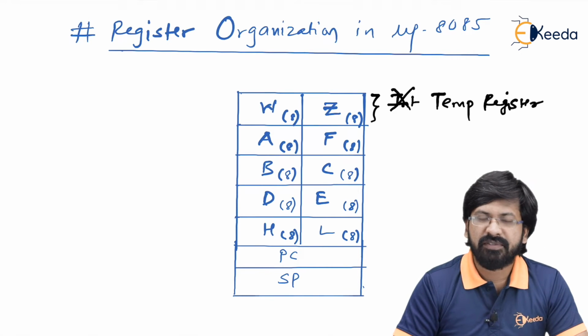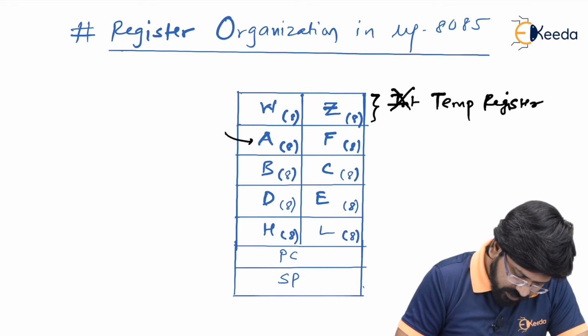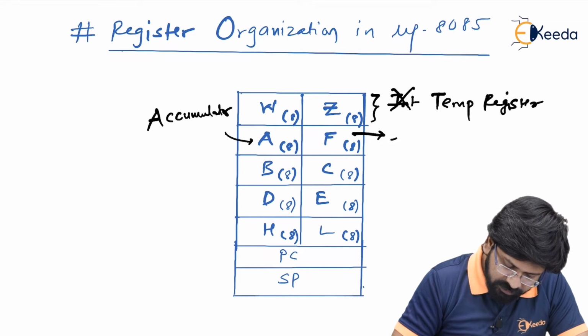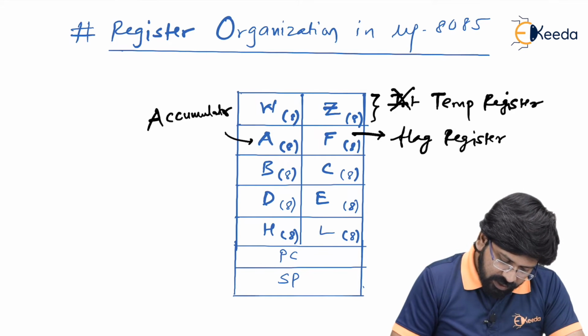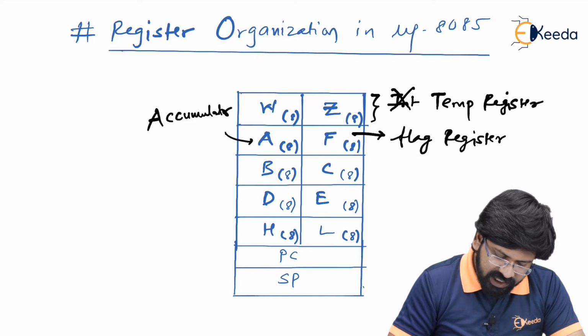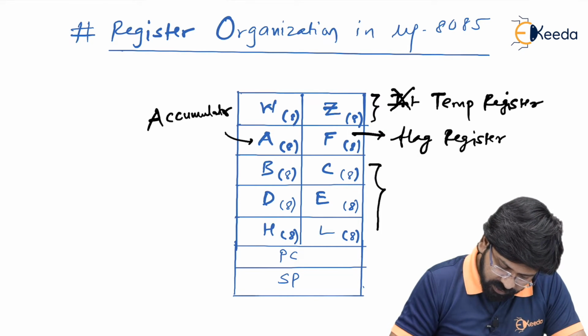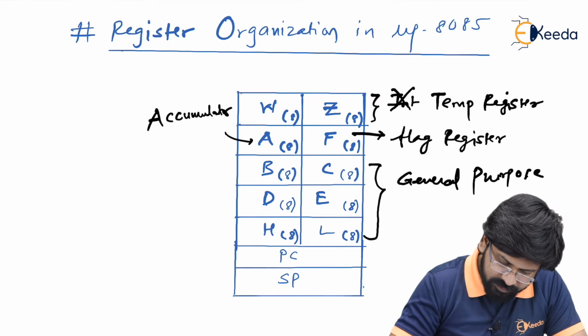The rest of the registers are available, like A. A stands for accumulator. Again, it is 8-bit in size. F stands for flag register. We'll be learning the flag register in the next video. The other registers, which are B, C, D, E, H, L, are called general purpose registers.